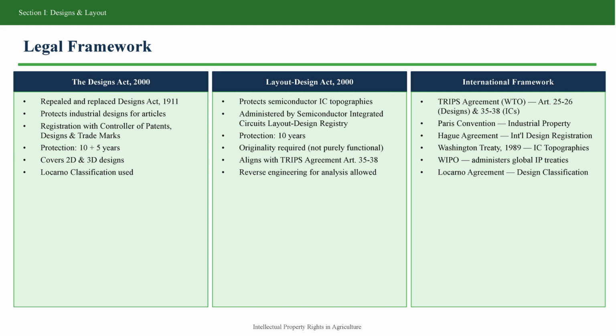And under the International Framework, TRIPS Agreement, WTO, Articles 25 to 26, Designs, and 35 to 38, ICs. Paris Convention, Industrial Property. Hague Agreement, International Design Registration. Washington Treaty 1989, IC Topographies. WIPO administers global IP treaties. Locarno Agreement, Design Classification. So essentially, this slide gives us the Domestic Act, the Specialized Act, and the International Backbone all in one place.